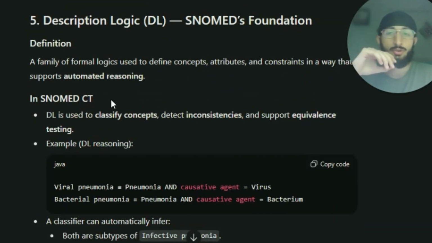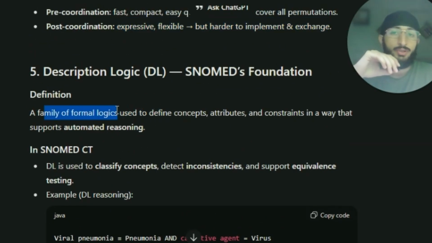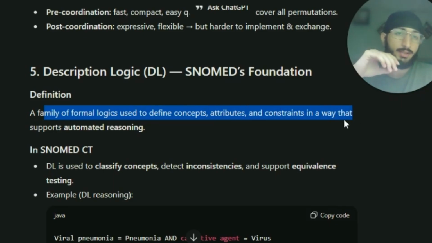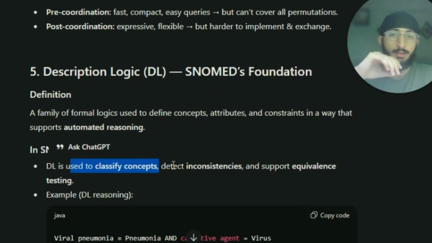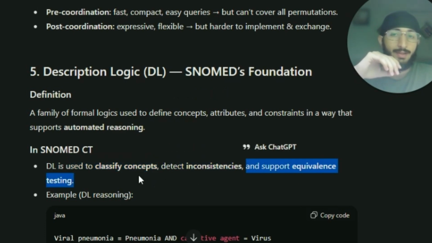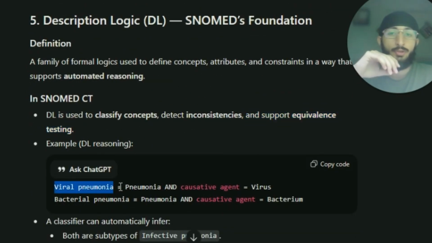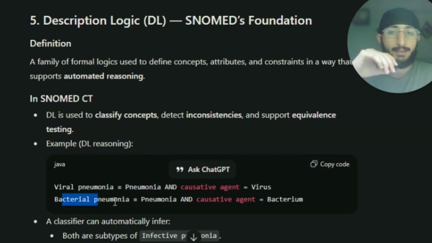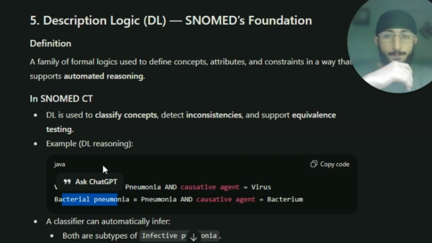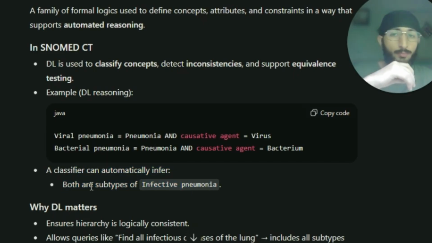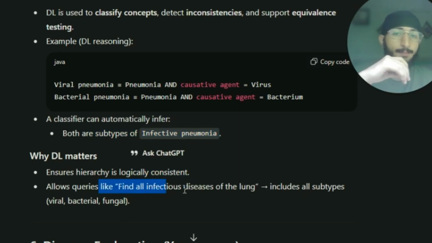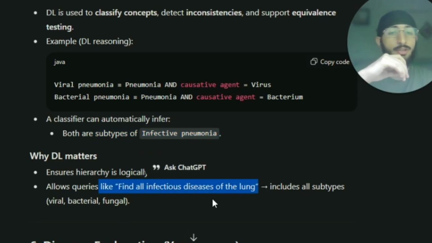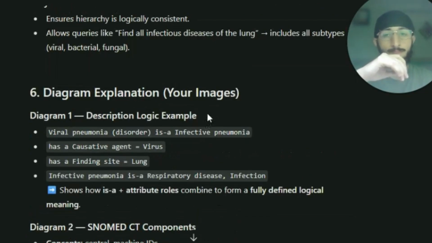Now talking about description logic, SNOMED's foundation. It is a family of formal logics used to define concepts, attributes, and constraints in a way that supports automated reasoning. Description logic is used to classify concepts, detect inconsistencies, and support equivalence testing. So this is the example: viral pneumonia with causative agent virus; bacterial pneumonia with causative agent bacterium. A classifier can automatically infer both are subtypes of infective pneumonia. Why does DL matter? It ensures the hierarchy is logically consistent and allows queries like find all infectious diseases of the lung. So they include all subtypes: viral, bacterial, fungal.